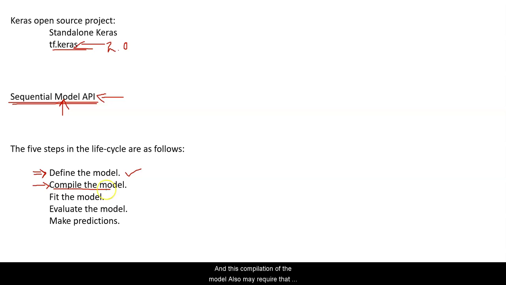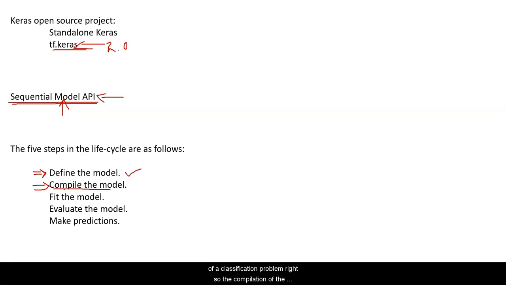This compilation of the model may also require that you select performance metrics to keep track of during the model training procedure. Again, these performance metrics can be the mean squared error or root mean squared error, like for a regression task, or it could be cross entropy, or accuracy, or precision, or recall, or whatever metrics you need in the case of a classification problem, right?